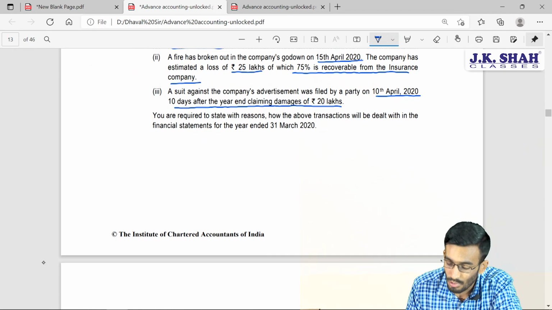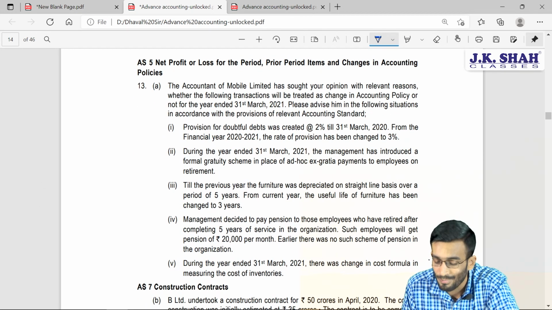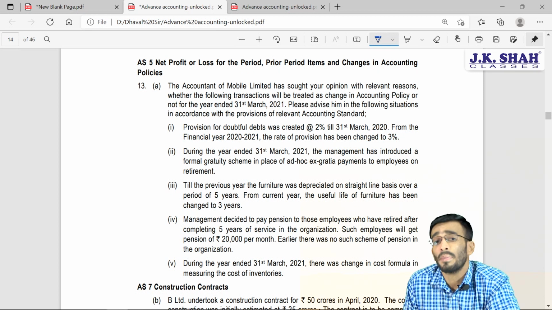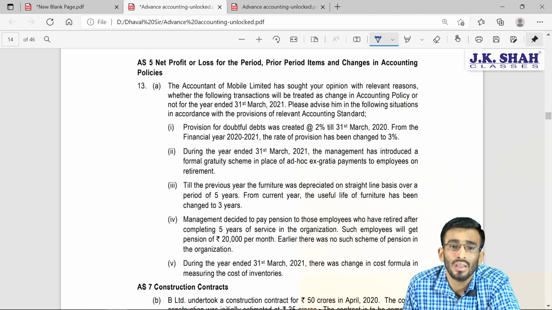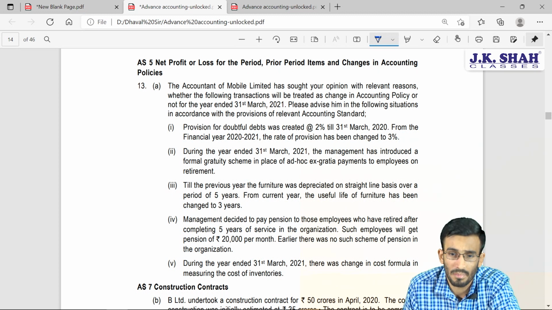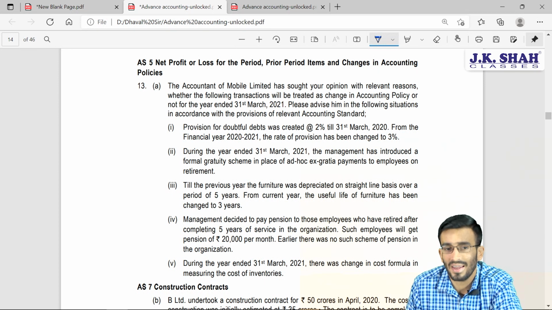Now let us move towards the next question. Question number 13A. This is with respect to AS5, net profit or loss for the period, prior period items and changes in accounting policies. Basically in this standard we also studied changes in accounting estimate. That was nothing but the major area where many times questions are expected.